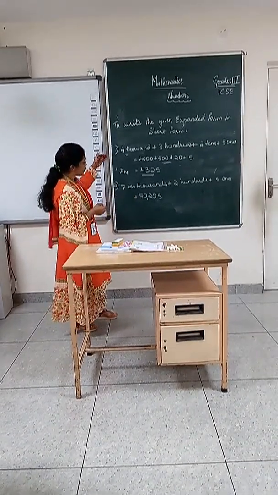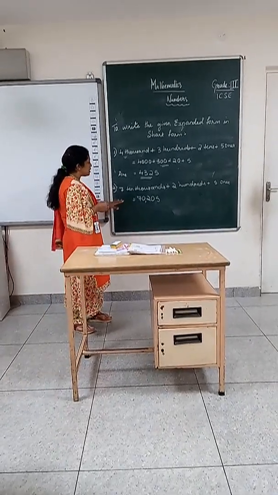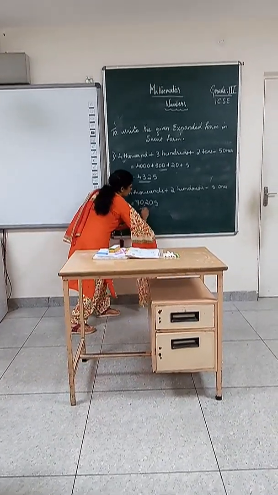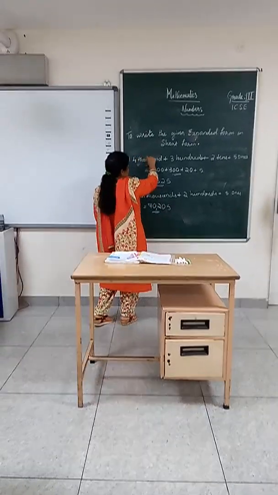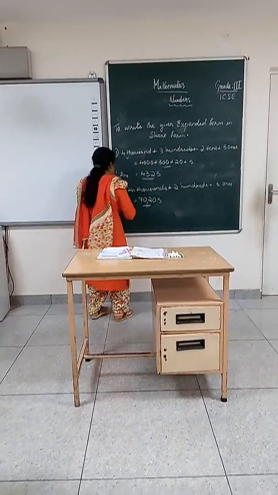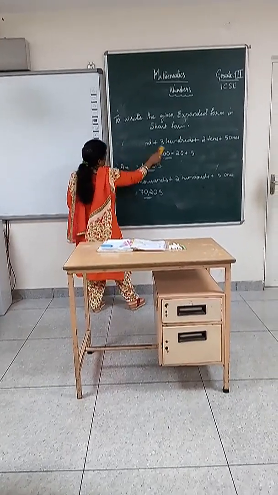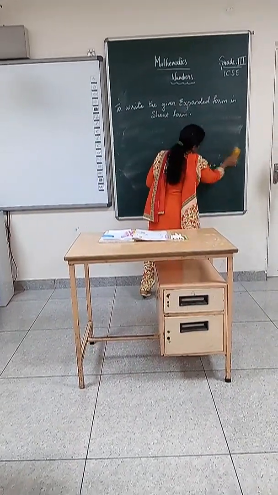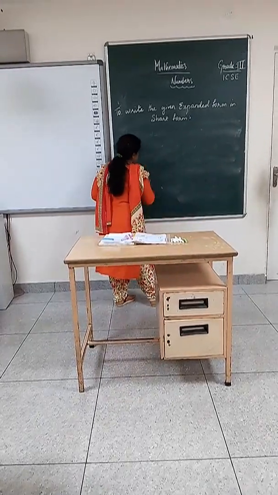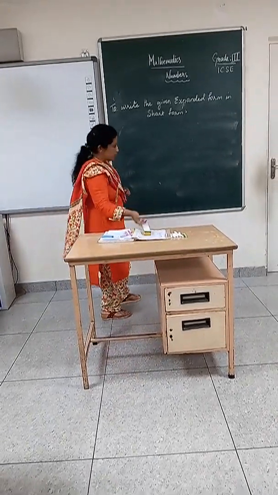So is this clear, children? I hope everybody is clear with this. How to write the given. Now, this is it is given in the words. Now I am going to take other way. So look at this, the other type of number. How to write that? It is again quite easy.